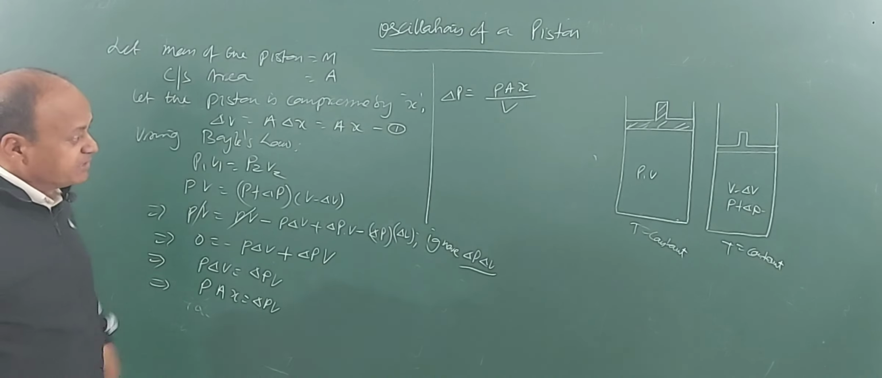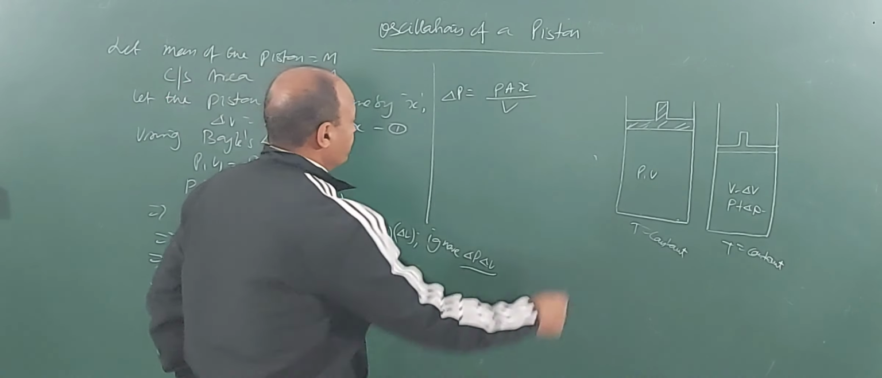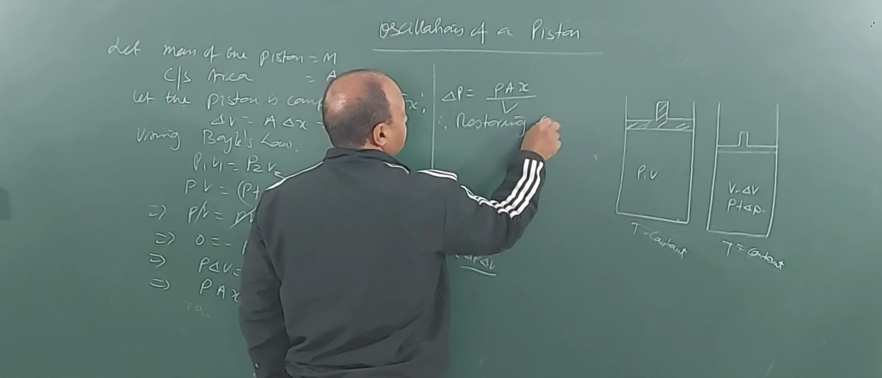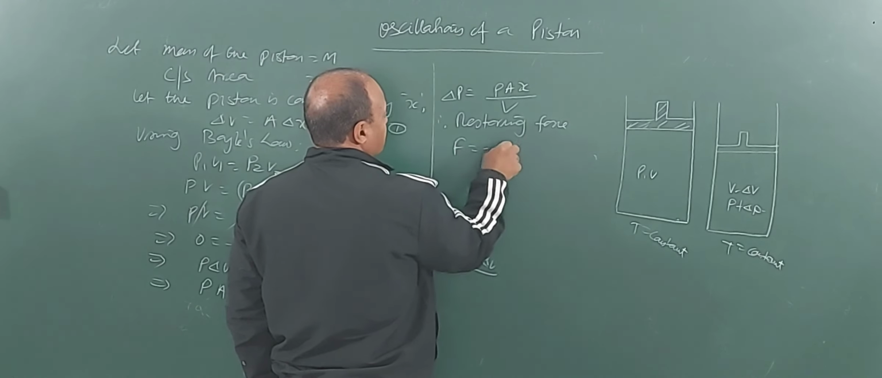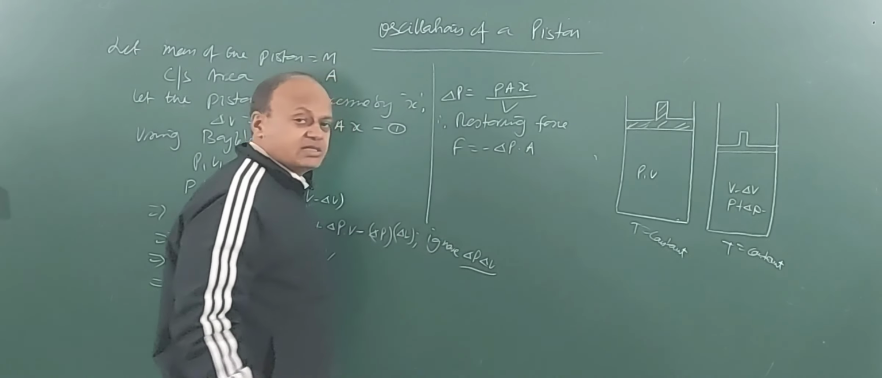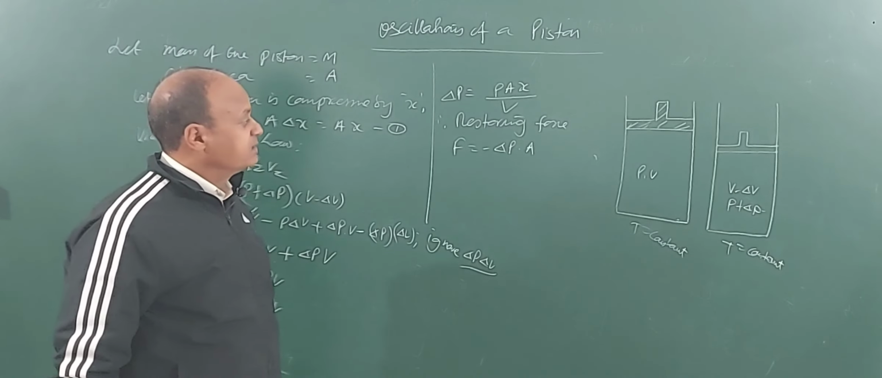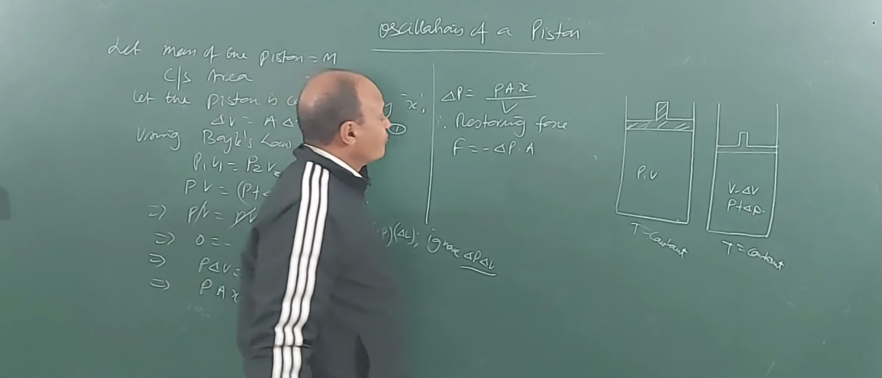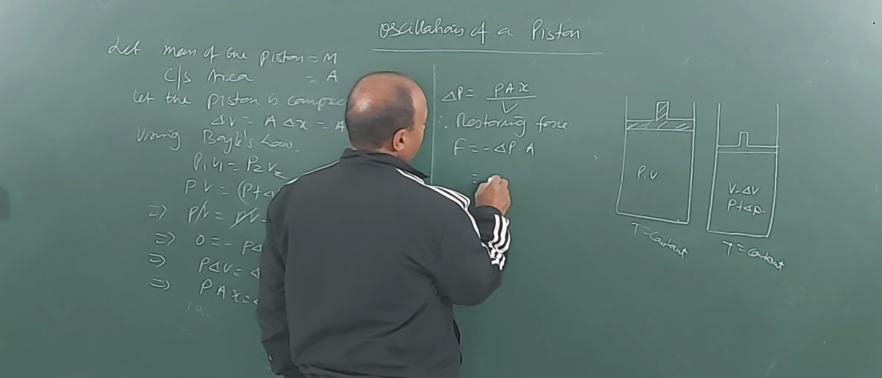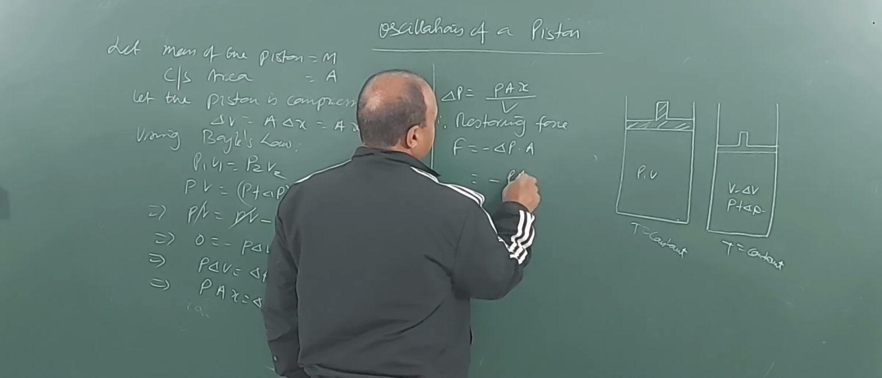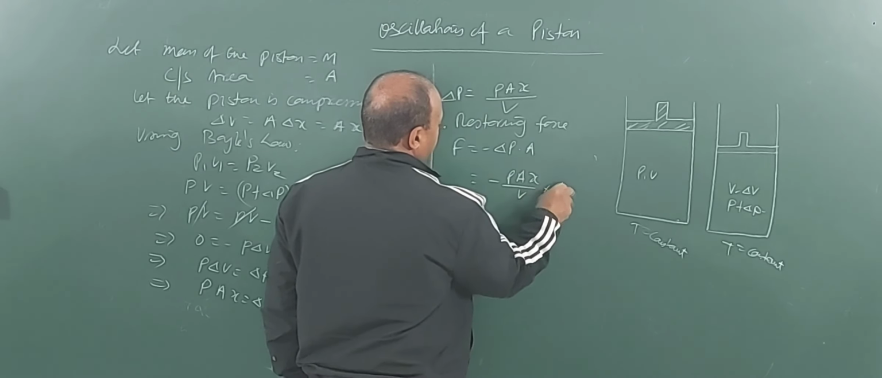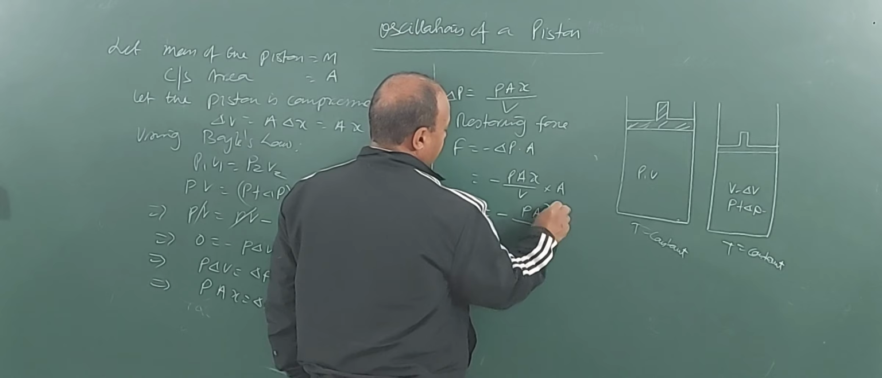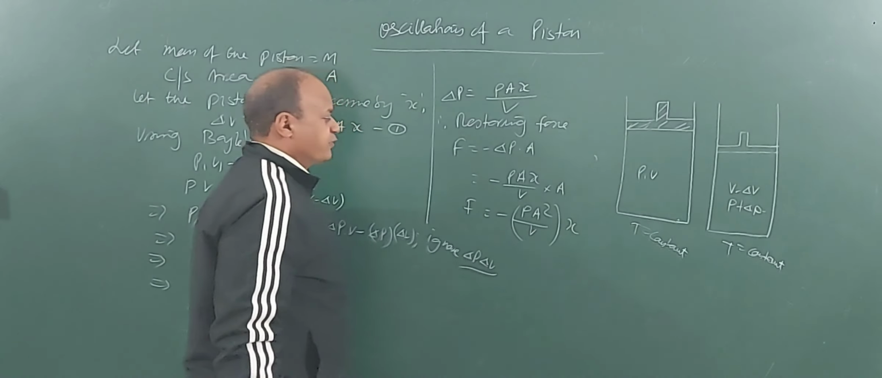So this is the extra pressure which you have applied. Therefore restoring force will be F is equal to minus delta P into A. Why minus? Because it has a restoring tendency. If the piston is going down, it will be acting in the upward direction. Clear? So minus PAx by V into A. So F is equal to how much? Minus PA square by V into x. So this is the restoring force which is acting.